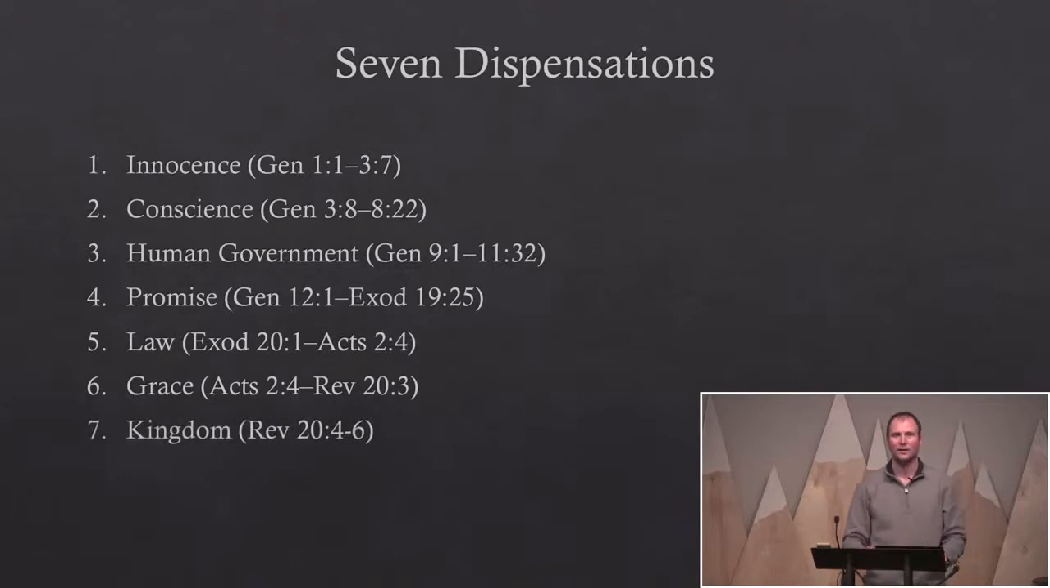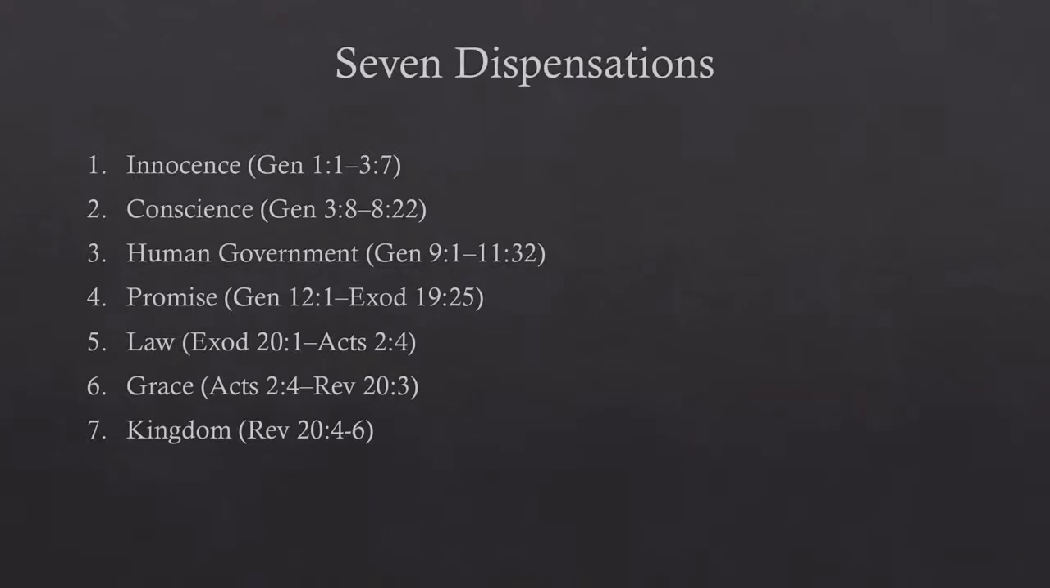And that is the kingdom, the millennial kingdom age, which begins in Revelation chapter 20. Now, you might ask, is that actually the end of the story? Well, not really. But this brings things all the way up to the end of the story in Revelation 21, with the new heavens and new earth and the final eternal kingdom. So these are the primary seven dispensations that most dispensationalists would adhere to.